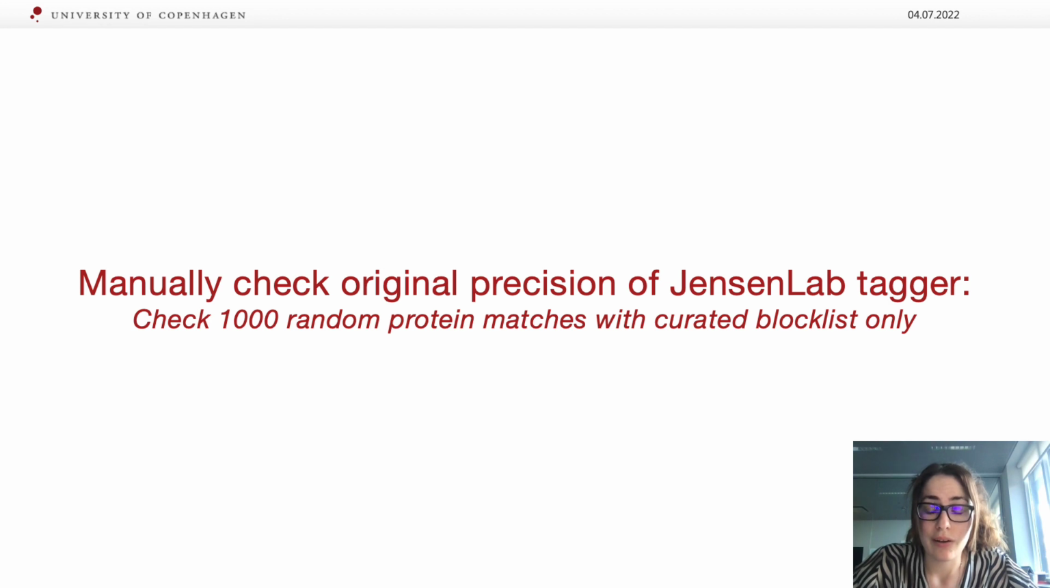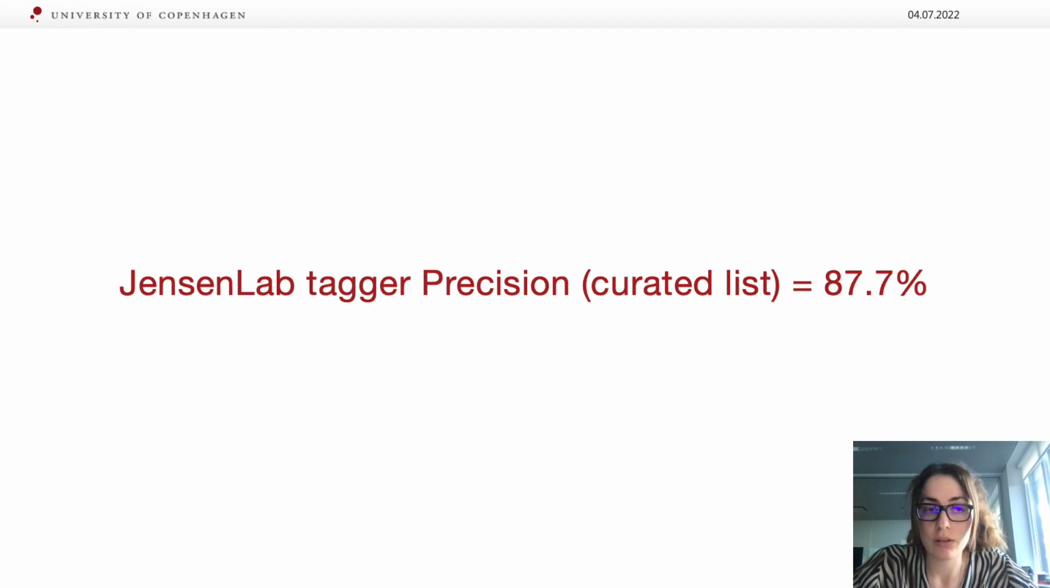So the idea is that we go and manually check the original precision of the Jensen Lab tagger, and I will present here what we did for the genes and proteins. So we checked 1,000 random protein matches from the curated block list only, and there we can calculate the precision of the method. So the Jensen Lab tagger precision with the curated block list is 87.7%, so it's already very high.